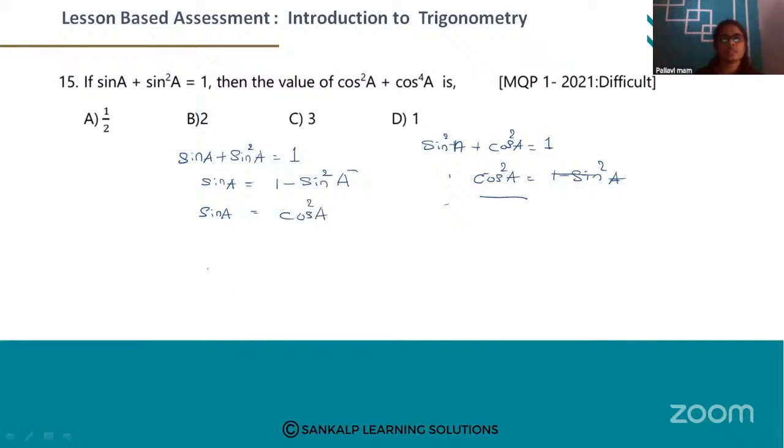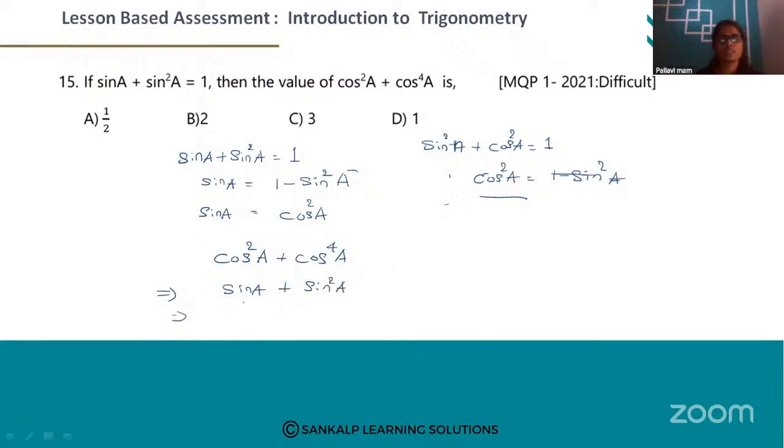So value of cos square A plus cos raised to 4A. So ಇದೇನಾಗುತ್ತೆ ನೋಡಿ, cos square A is equal to ಏನಾಗಿದೆ, sin A ಆಗಿದೆ by the given equation. So sin A plus cos square A is sin A, cos raised to 4A ಏನಾಗುತ್ತೆ, sin square A ಆಗುತ್ತೆ. So sin square A. So by the given equation, sin A plus sin square A is equal to ಏನಾಗುತ್ತೆ, 1.